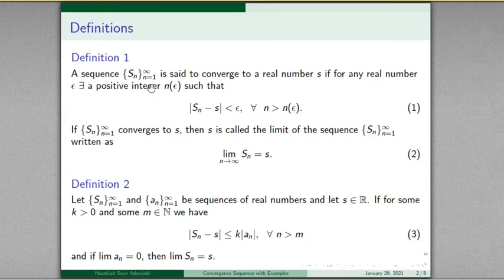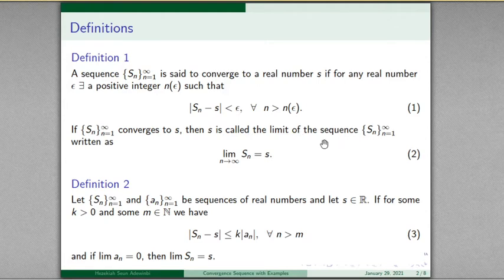A sequence Sn is said to converge to a real number x, that is the limit, if for any real number epsilon there exists a positive integer N of epsilon such that the absolute value of the sequence minus the limit will be less than epsilon for every n greater than N of epsilon. So if this sequence converges to x, then x is the limit of the sequence.